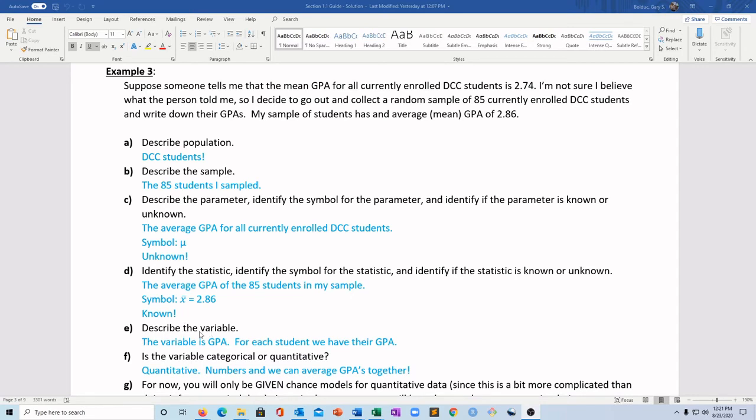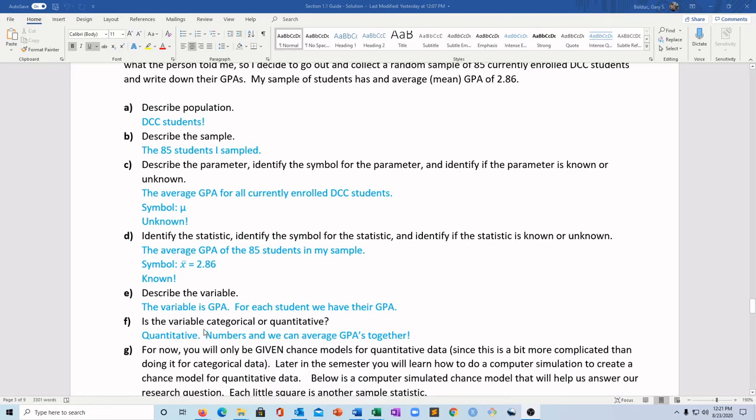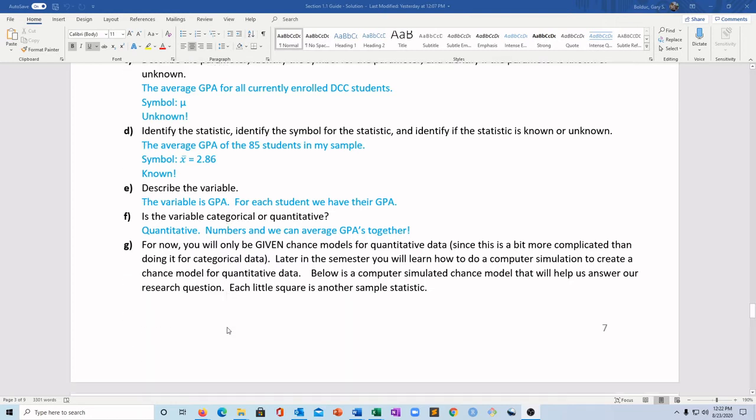Let's describe the variable. The variable is GPA. What do I actually get from each student when I talk to them? I get their GPA. That's the variable. Okay? It's quantitative for two reasons. One, I look at a GPA, I get a number back. And even more importantly, if I have a group of people's GPA, it's very natural and it makes sense to average those numbers together. So they're numbers that I can average. All right, so we're quantitative.